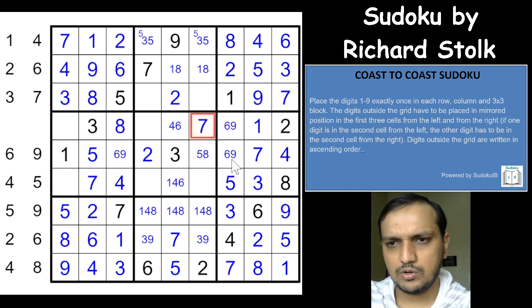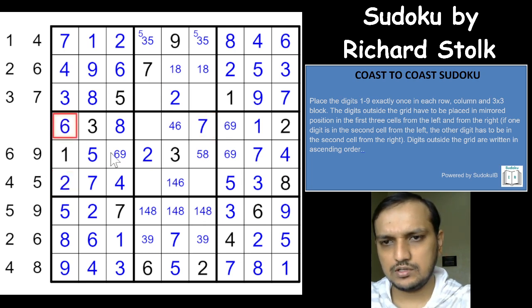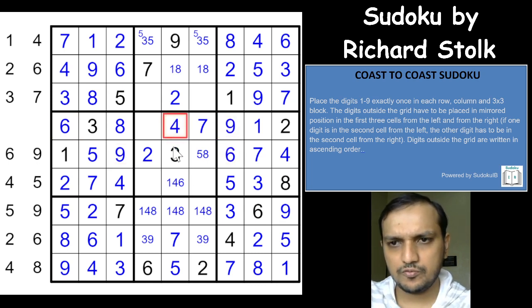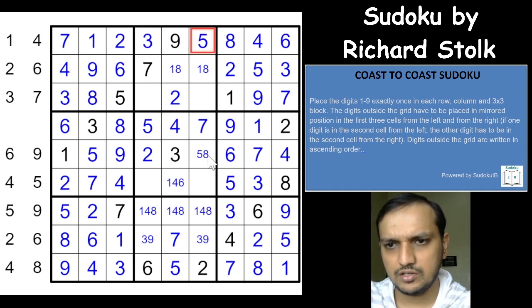7, and that would have to be a 7 here. 6, 9 and 2. So this is 2. That is 6. That is 9. That is 6. That is a 9 here. And that gives you a 4 here. That actually gives you a 5 here. That gives you a 3 and a 5 here. That gives you 9 and a 3 here.